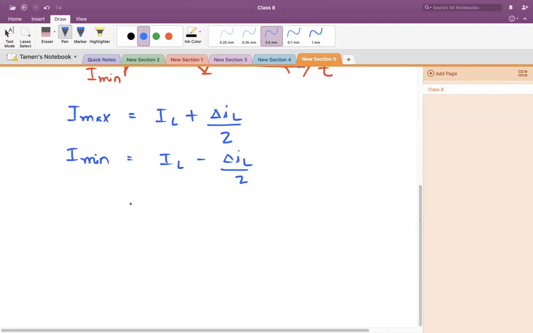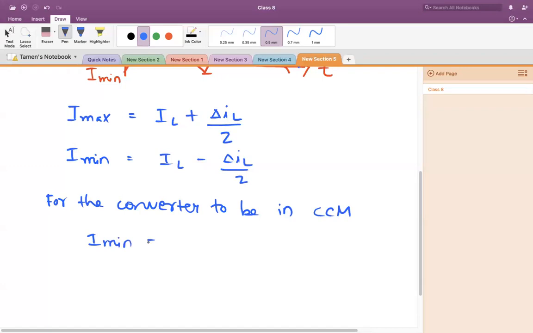What is the condition for CCM for the converter? To be in CCM, the minimum current of the inductor should be 0. This is the condition.